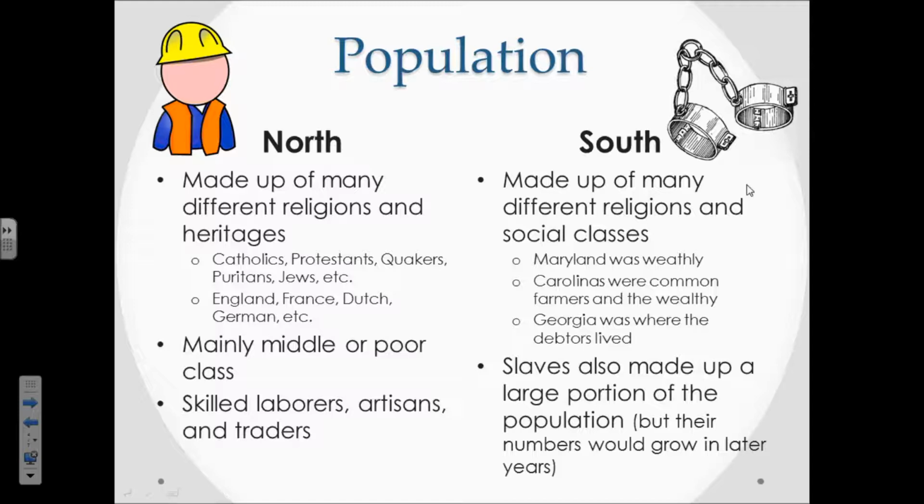In contrast, in the South, they're also made up of many different religions and social classes. Maryland was very wealthy. The Carolinas were more common farmers, but there are still wealthy individuals. And then Georgia, of course, was made up of the debtors. So you have the entire scale of social classes in the South. Now, the slaves also made up a significant part of the population in the South. However, when we think of slaves and slaves working on plantations, we tend to think closer to the Civil War. There's not that many slaves in the Americas yet. They're going to be coming in larger numbers in the coming years.